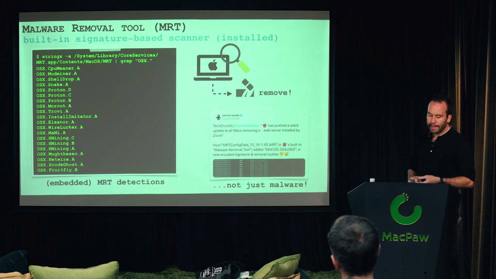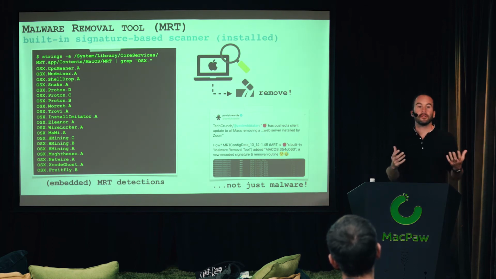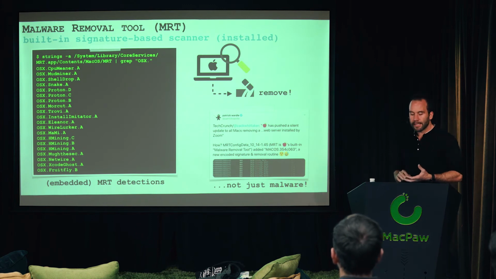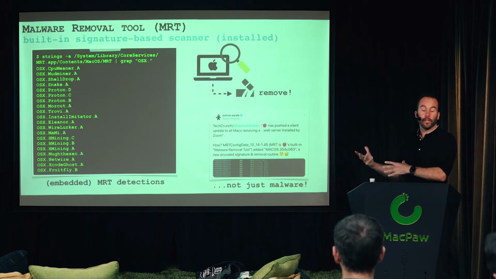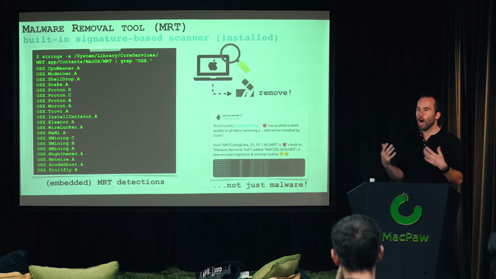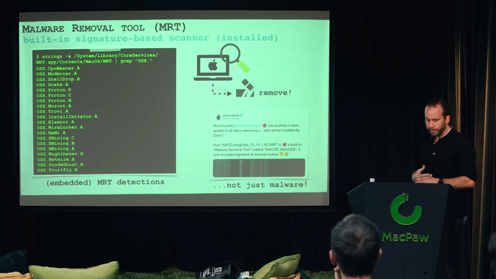Finally, we have MRT. This is another antivirus mechanism that's built into macOS. It's similar to XProtect, but scans for malware that already may be on your system, and then removes it if it finds it. So it's not really an on-demand scanner, but something that runs in the background. If it detects any malware, it will delete it.